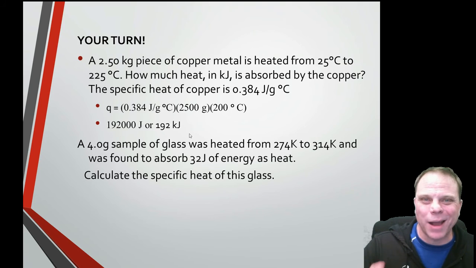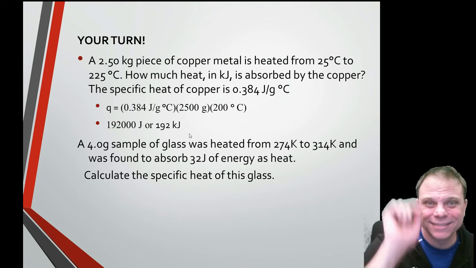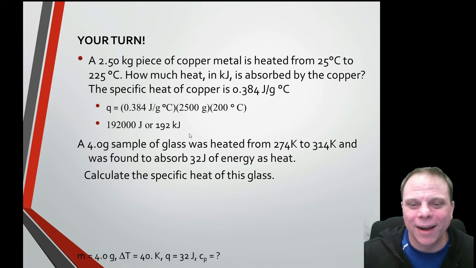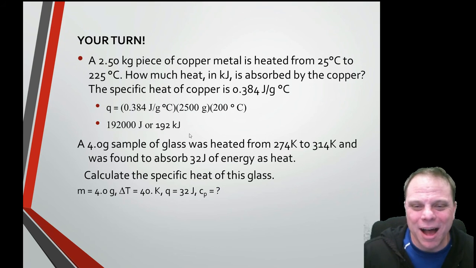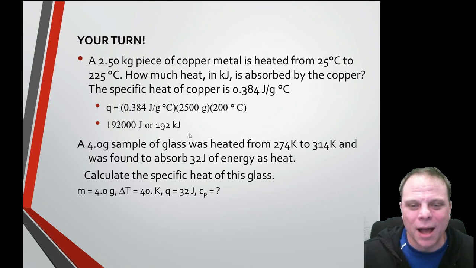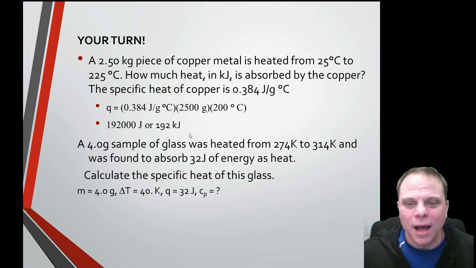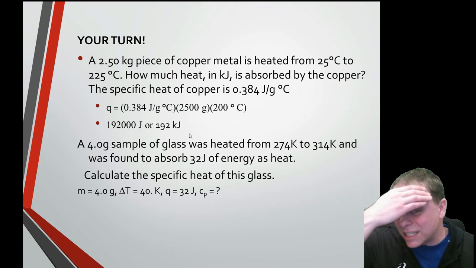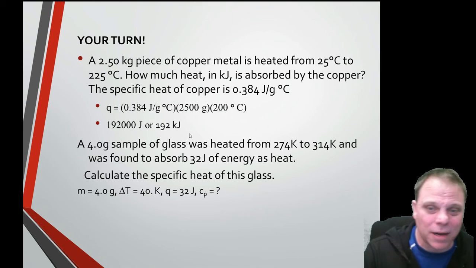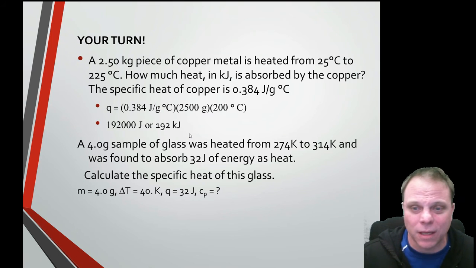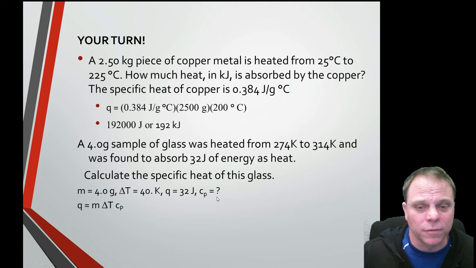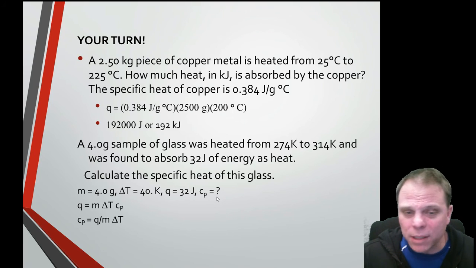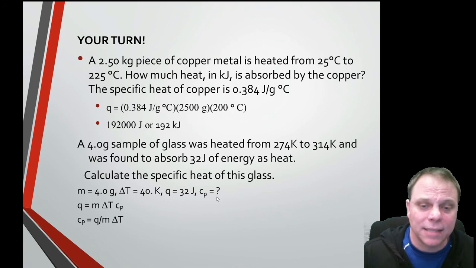I'll let you pause and practice this. And welcome back. Now I'm showing my work. Here are our givens: m is 4.0 grams, temperature change is 40 Kelvin. Notice I put the period after there so you know that the 0 is significant. It was measured to the ones place. And then 32 joules. And I have to calculate C. So here's my original formula. Now let me rearrange my formula to calculate for C.